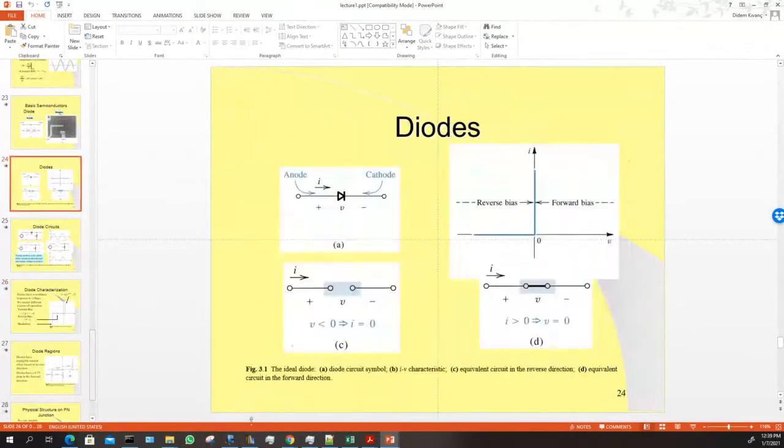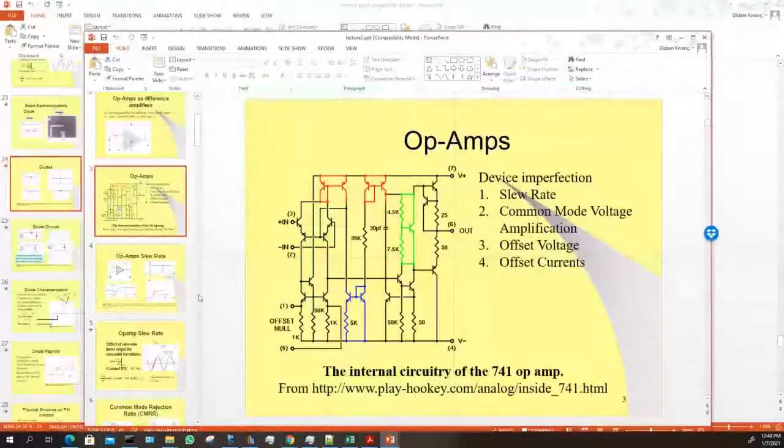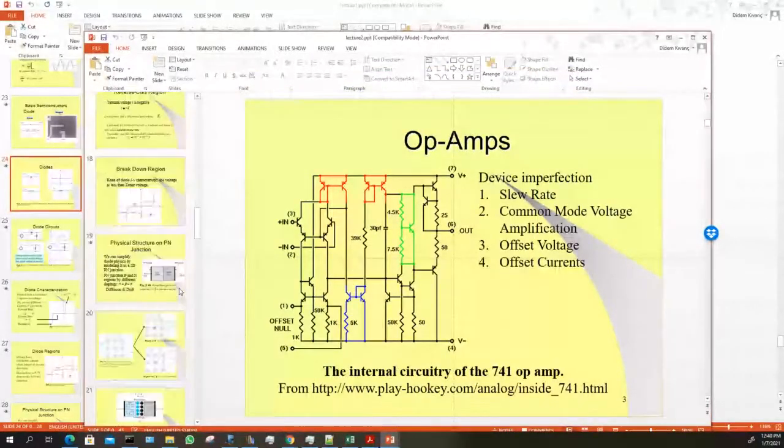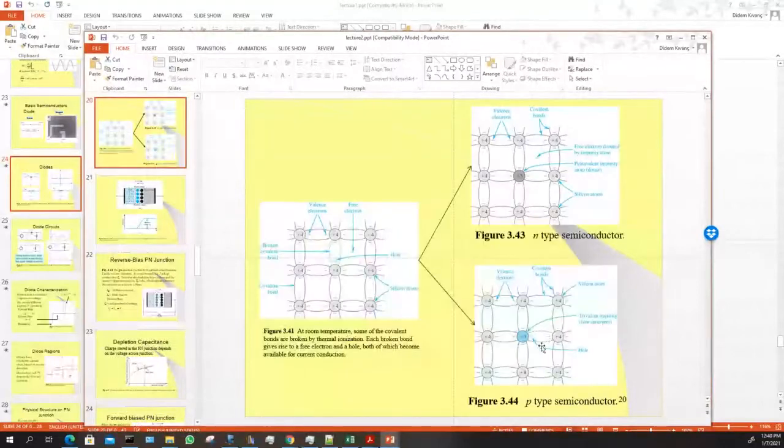Actually, let me jump to why this happens. What are semiconductors, really? Semiconductors are made from silicon with an extra element in it. You put an impurity in there.